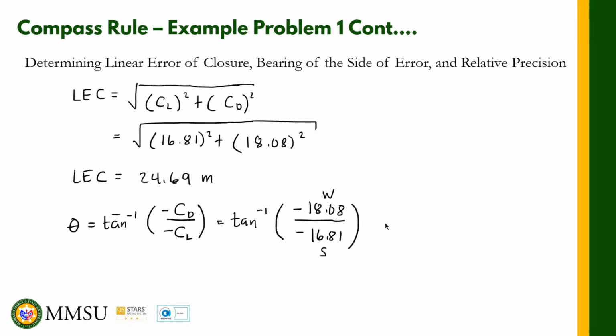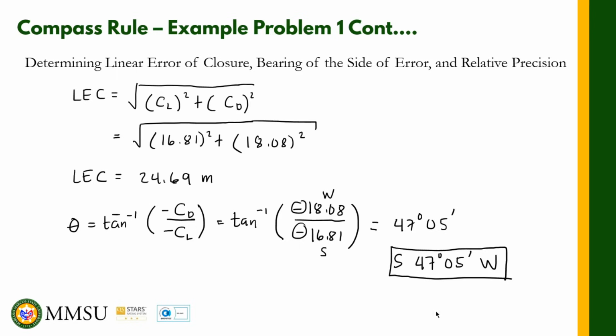Okay, so ang masosolve natin dito na theta is equal to 47 degrees 05 minutes. Tama? So basically, the bearing, hindi pa yan yung bearing kasi wala pang direction, no? The bearing is south. I'm sorry. South, 47 degrees 05 minutes west. Yan yung silbi ngayon ng negative na dalawang yan. Okay? So this is the bearing of the side of error.